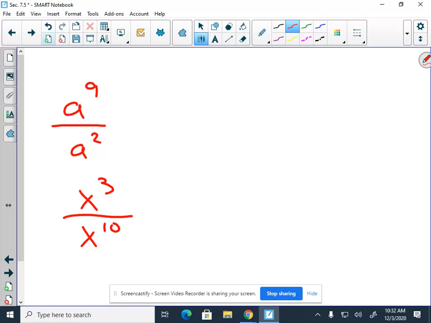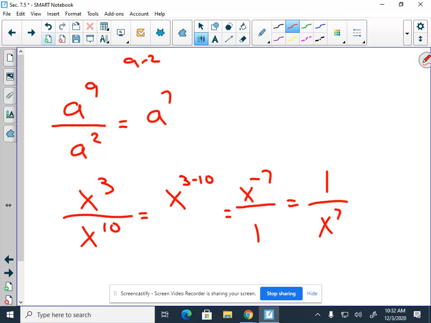Okay, when we look at these, if we understand there's 9 a's in the top, 2 a's in the bottom, what we always do is subtract 9 minus 2. This bottom one is a little bit different. You still subtract. So technically what you should do is go 3 minus 10, so that becomes x to the negative 7 on top. Then we move it to the bottom and we get x to the 7th on the bottom.